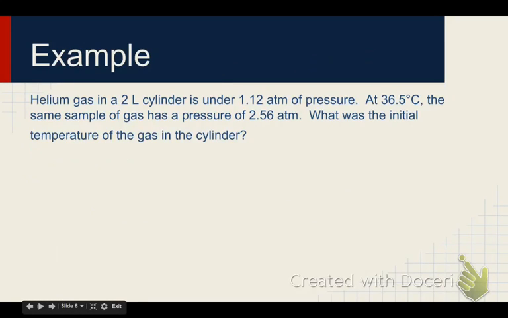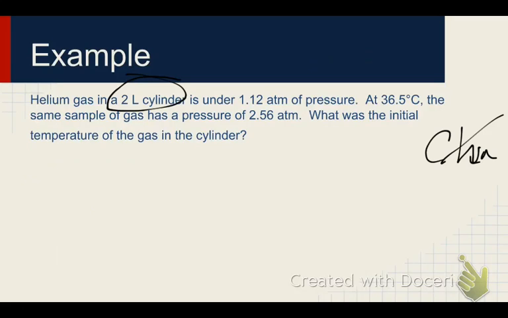As you can see, I have a helium gas in a 2-liter cylinder that is under 1.12 atmospheres of pressure. At 36.5 degrees Celsius, the same sample of gas has a pressure of 2.56 atmospheres. What is the initial temperature of the gas in the cylinder? Okay, as you can see, even though it does mention a volume, do you see that the volume doesn't change? So my volume is constant. So we know that we're not going to use Charles's law. Okay, we can cross that out.